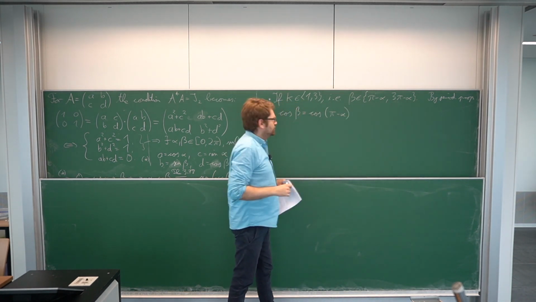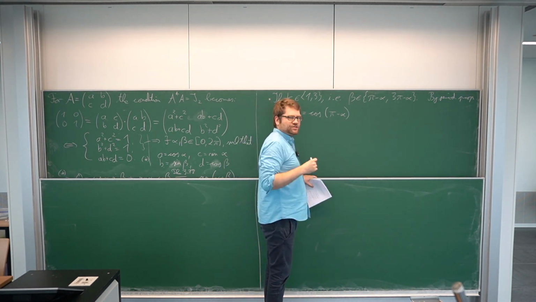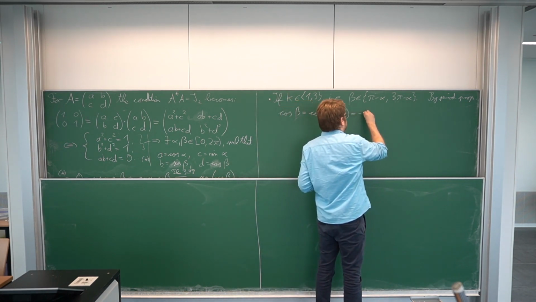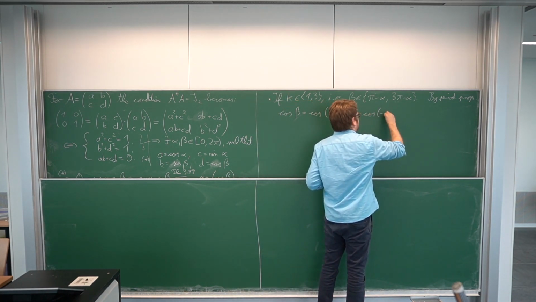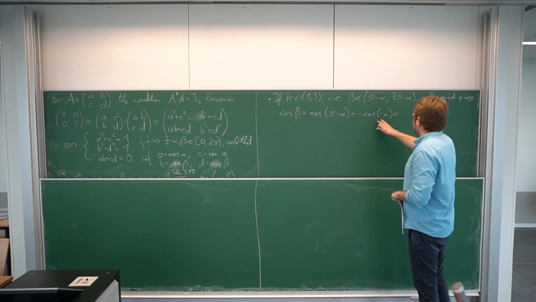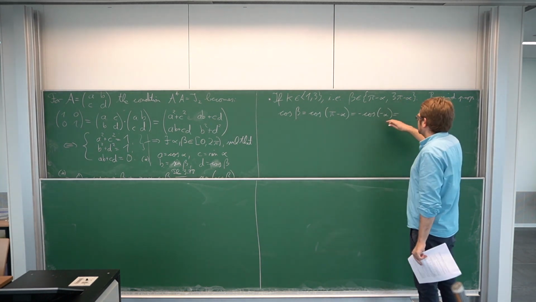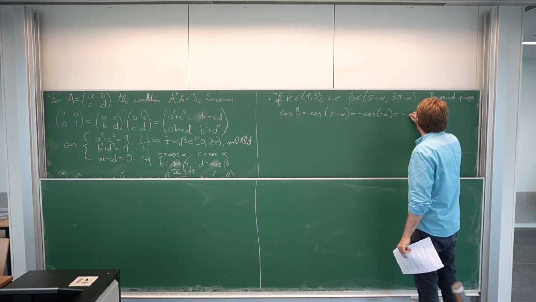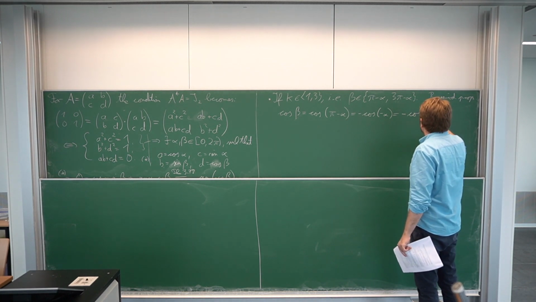So the cosine of beta is now the cosine of pi minus alpha. And we know that if we shift the cosine by pi, this just changes the sign. So this is the same as minus the cosine of minus alpha. And we've already seen that the cosine of minus an angle is the same as the cosine of the angle. So this is minus cosine of alpha.